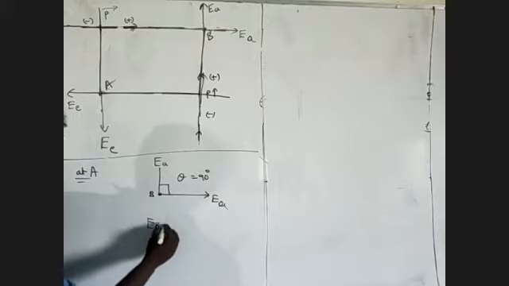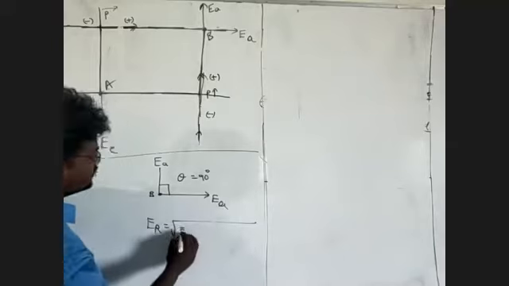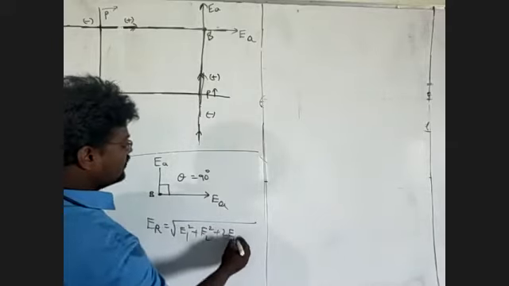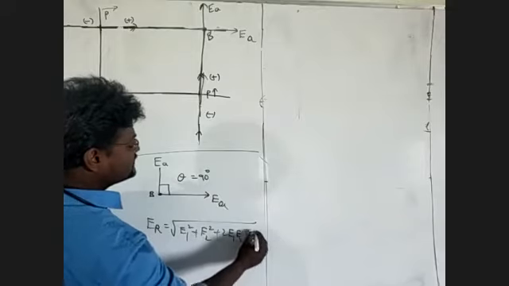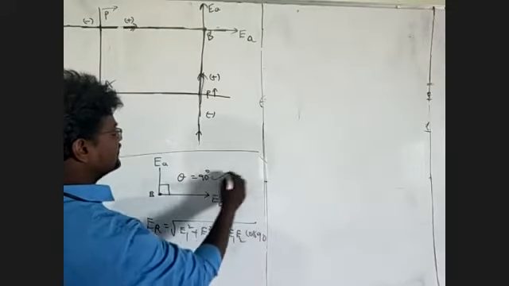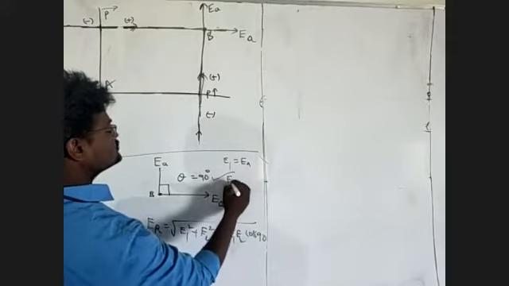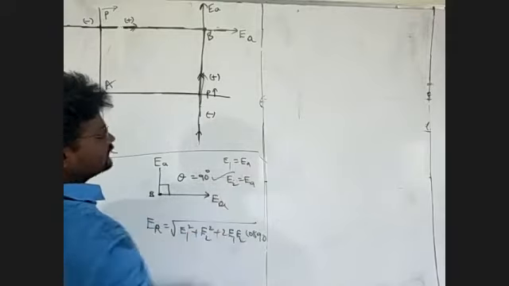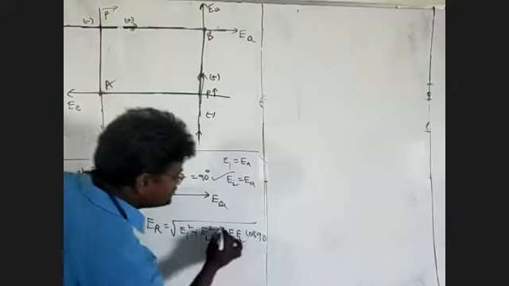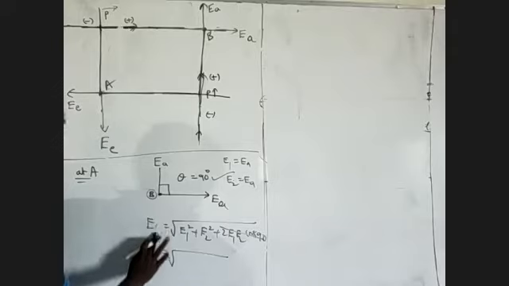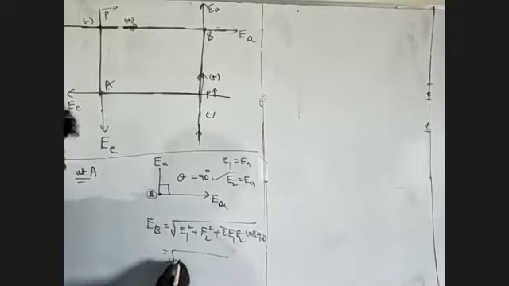So ER is equal to the root of E1 square plus E2 square plus 2 E1 E2 cos theta, where theta is 90 degrees. E1 is equal to EA, E2 is equal to EA. Cos 90 means 0. This is EB, the resultant electric field at the B point.